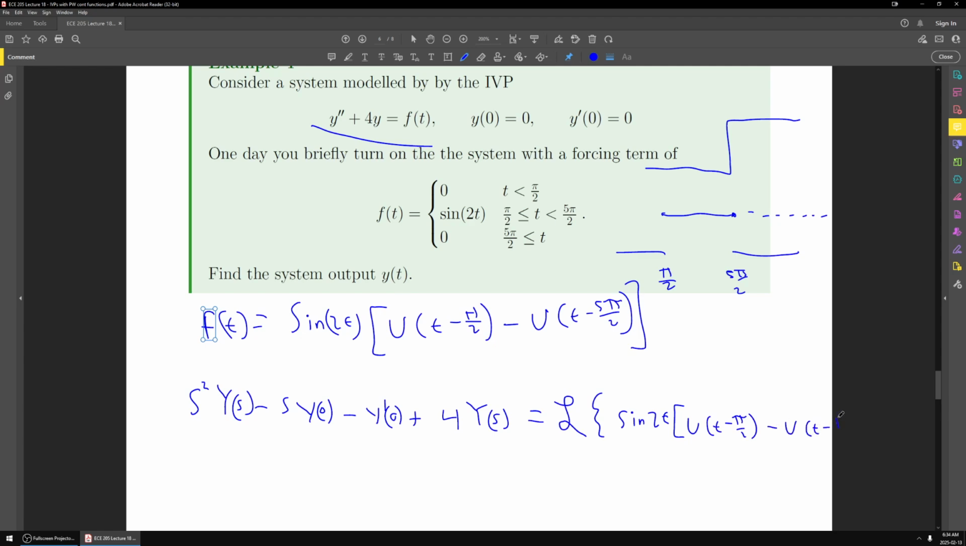T minus 5 pi over 2. So this black on blue is kind of bad, but this is that function.